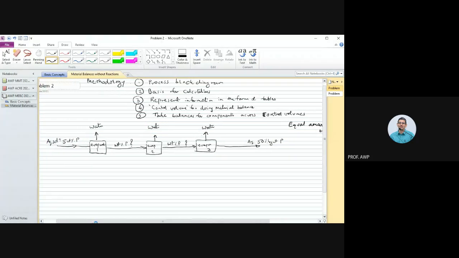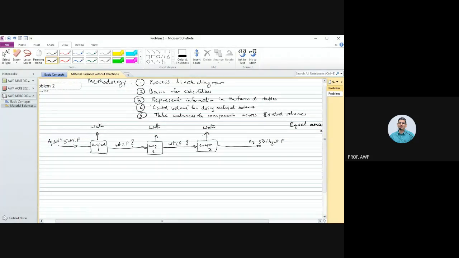The problem statement is clear. Same problem as earlier. We have a feed containing 5 weight percent P. We have a product solution going out that is 50% by weight P. But instead of doing it in one evaporator, we are going to use 3 evaporators. An equal amount of water is going to get evaporated in each evaporator. So earlier, this whole thing was one evaporator. Now, instead of one evaporator, we have 3 evaporators.